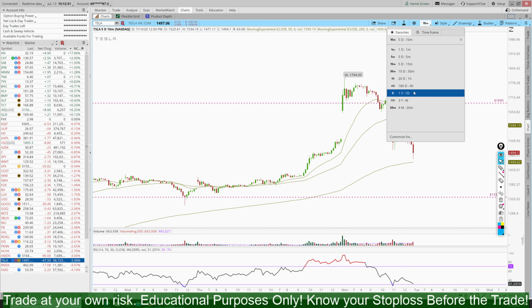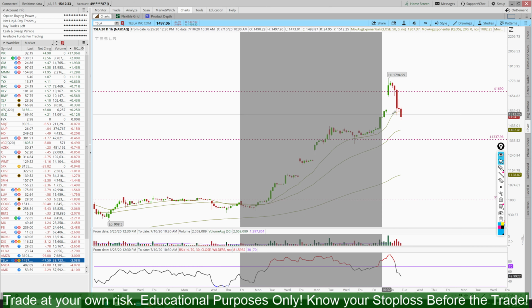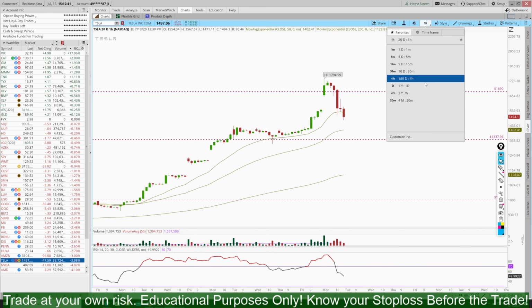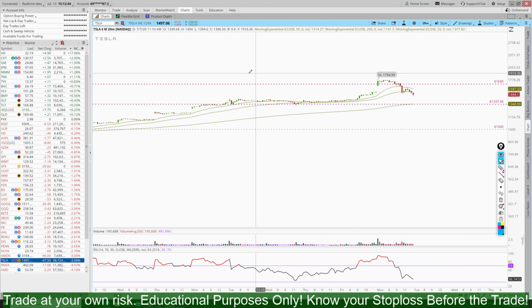Okay, now I'm going to go back to my hourly chart. I didn't see the reversal in the hourly chart, even though I entered short up here. So what this trade was, I'm going to get to the point here. The trade was on a 20-minute time frame.